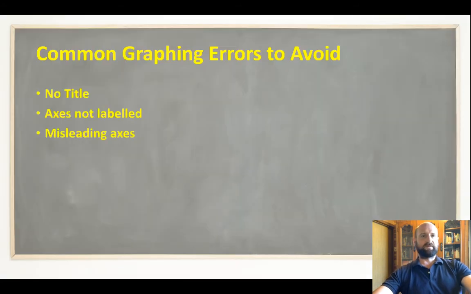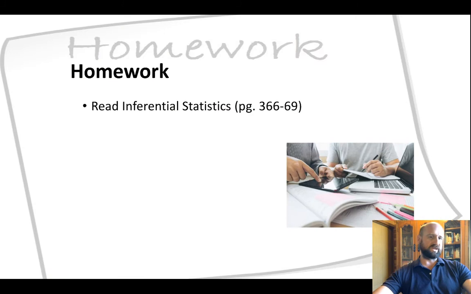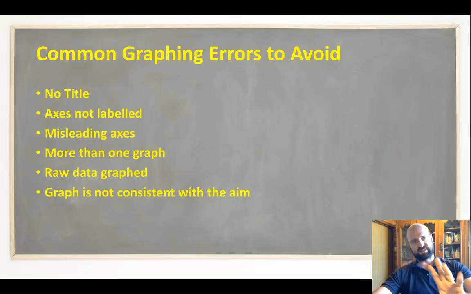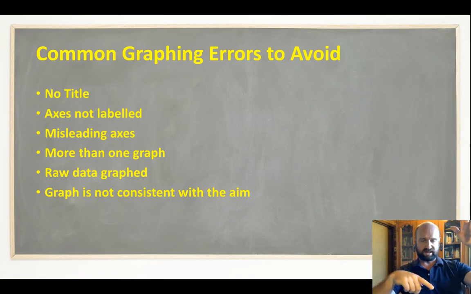And so here are some common errors to avoid. This is essentially working like a checklist. Towards the end of the lesson, they can look and go, all right, I've got a title, great. I've labeled my axes, good. My axes are accurate. I haven't got heaps of graphs. Yeah, so they can just serve as a checklist.